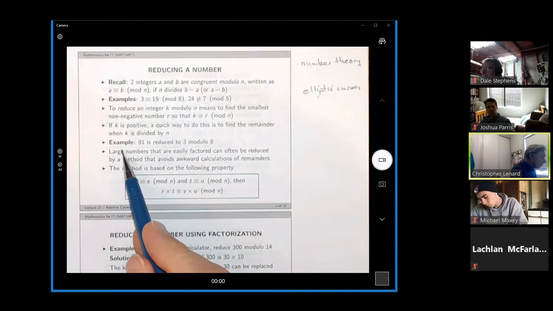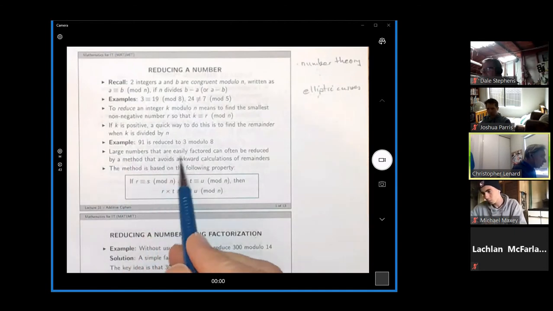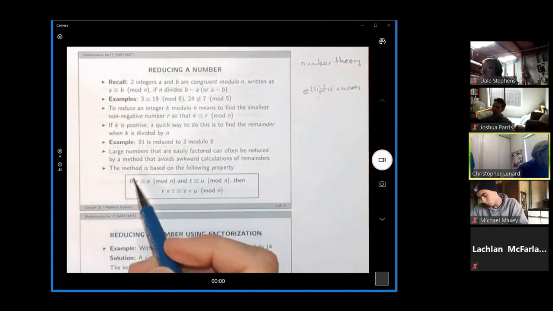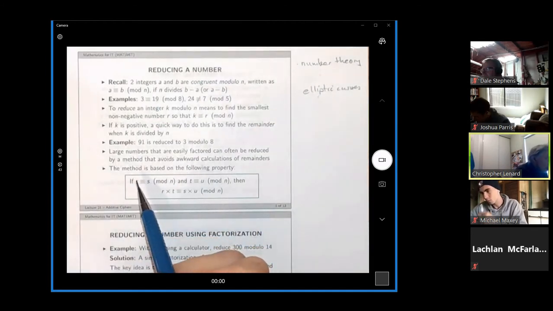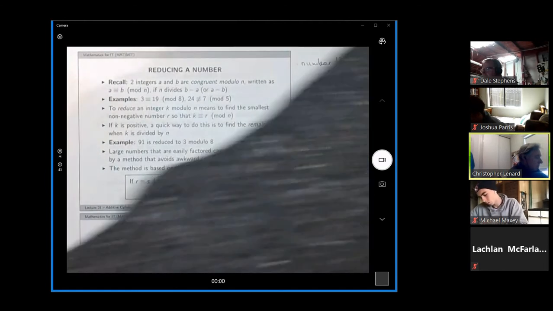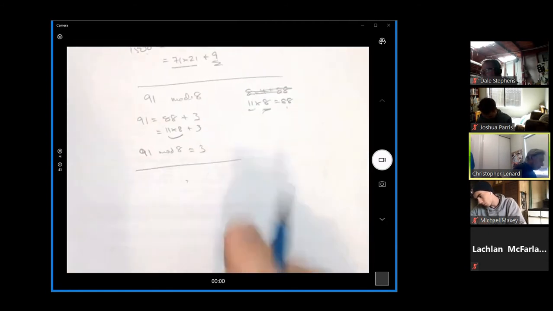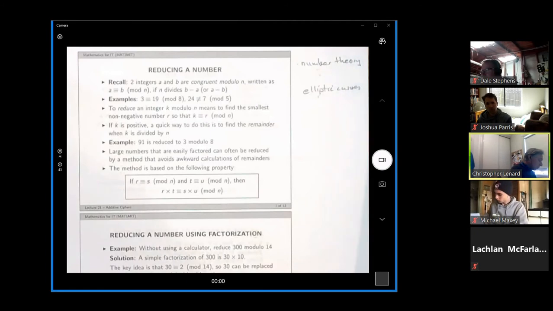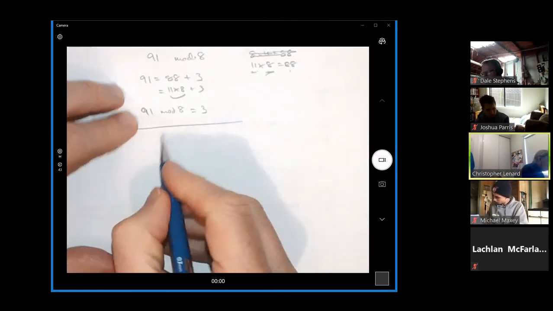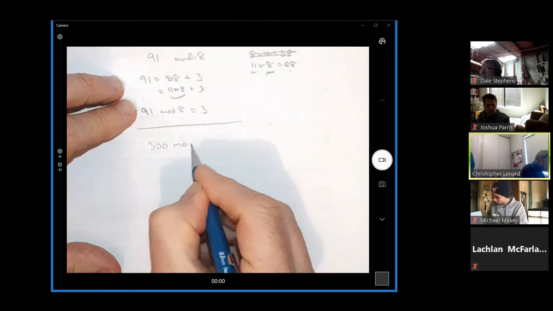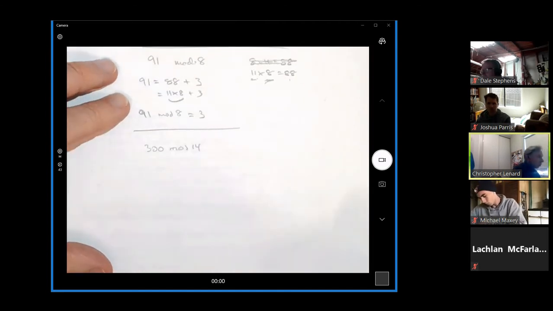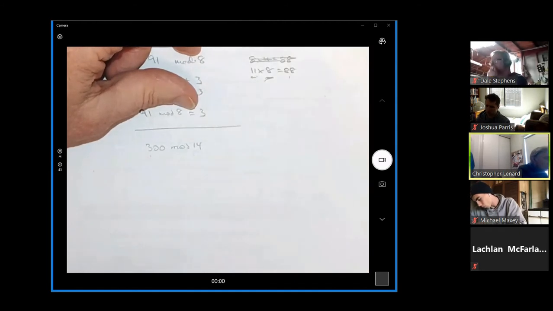Here we're going to do a slightly different technique. Large numbers which are easily factorized can sometimes be reduced more quickly. And let's do an example here, just to show you how it works. We take 300 mod 14. So I want to reduce 300 modulus 14. How would I go about it?